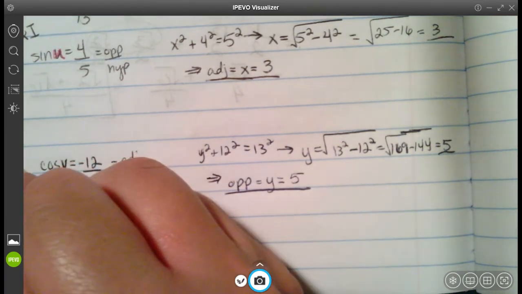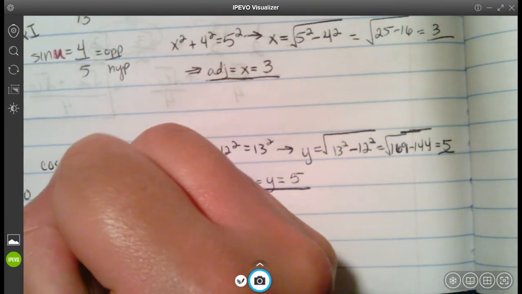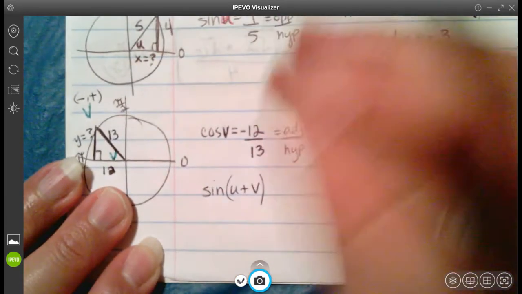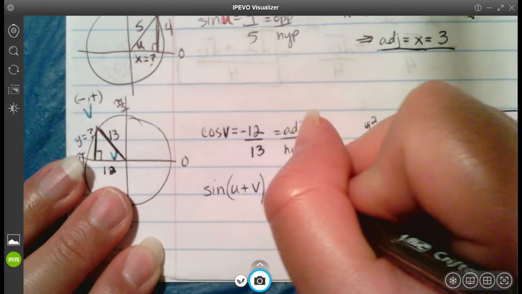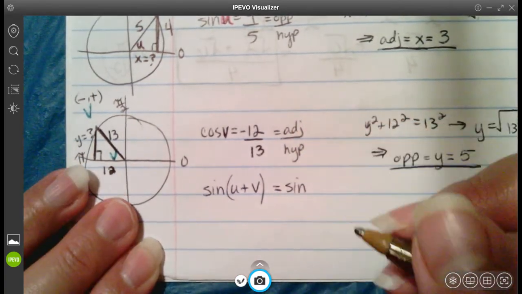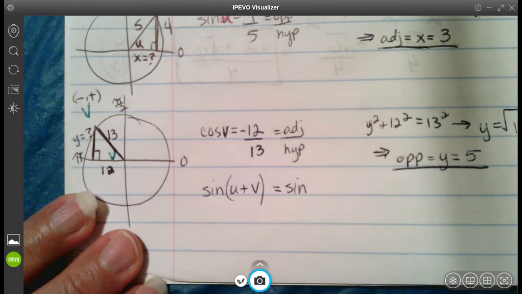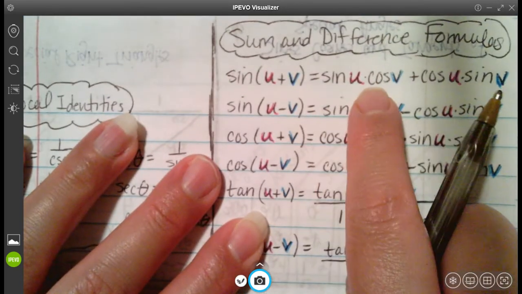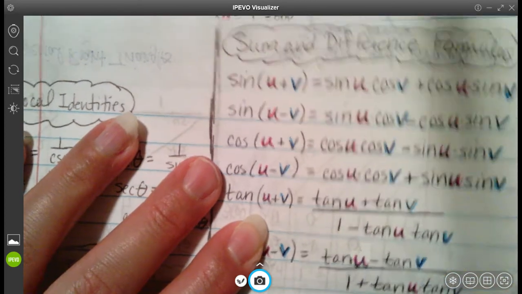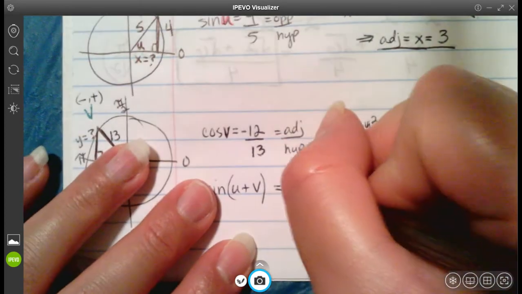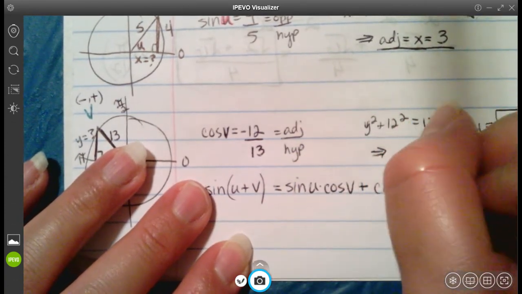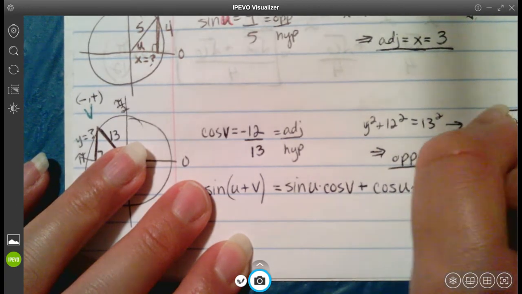So let's write out the formula. We have sine of u plus v. That's what we're trying to find. Let's jump over here so you can see the whole thing. Equals, well, I'm going to plug in what each thing is. Oh, actually, let me get the formula, right? So sine of u plus v is going to be this one right here, sine of u cosine v plus cosine u sine of v. So let's do that. Sine of u cosine v plus cosine of u sine of v.